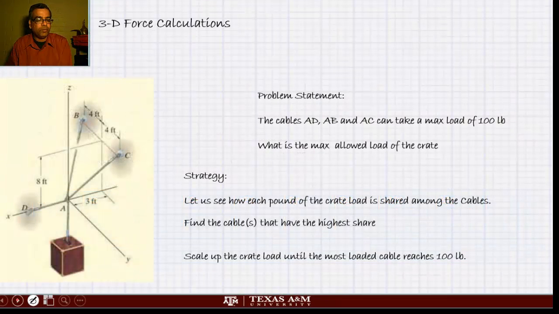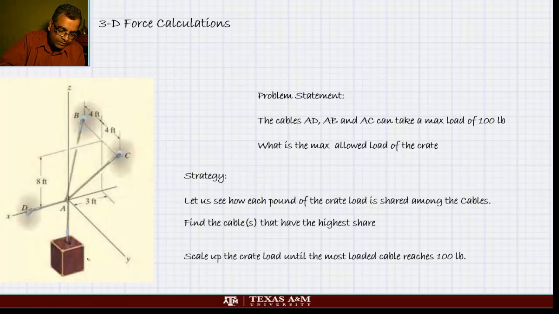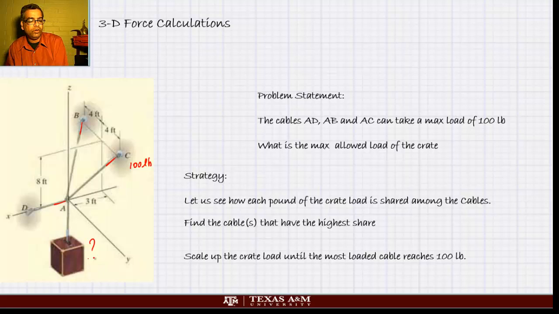So here is the problem statement. I have a crate which is hung from 3 cables. Can you see that? AB, that's this cable, AC, that's this cable, and AD, that's that cable. What we know is that the max load on the cables has to be 100 pounds. So the question is, how much is the load on the crate? How big of a crate can we use with this set of 3 cables?